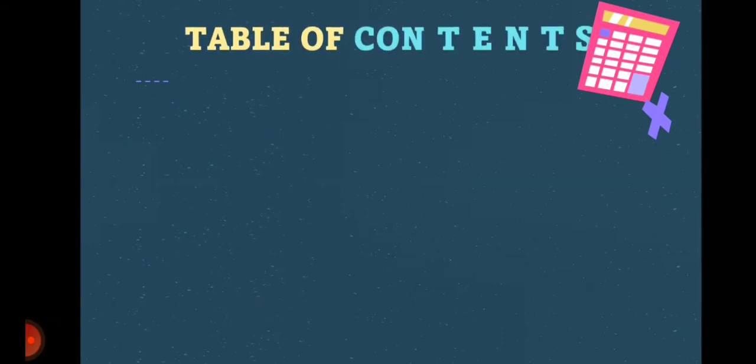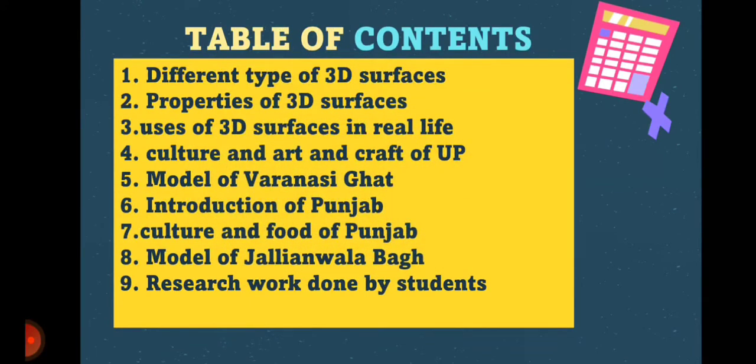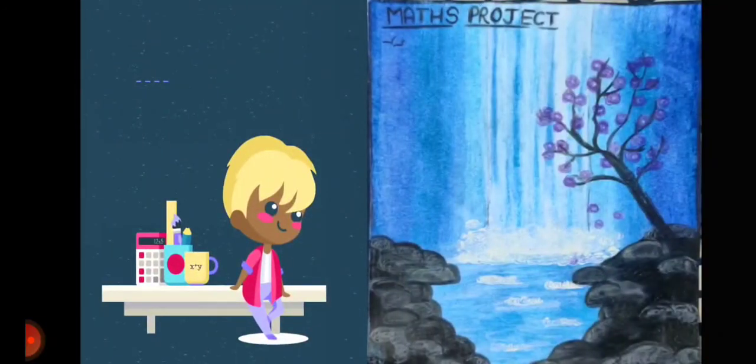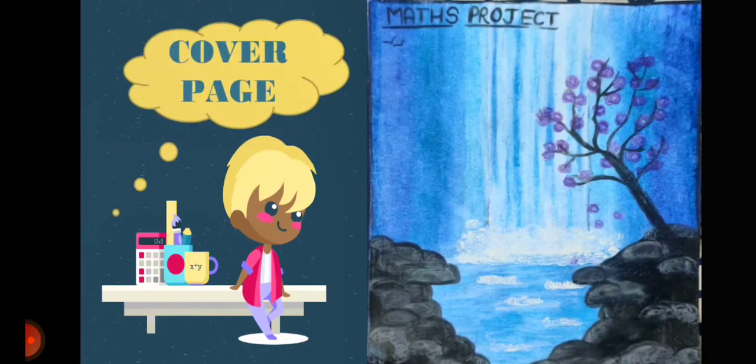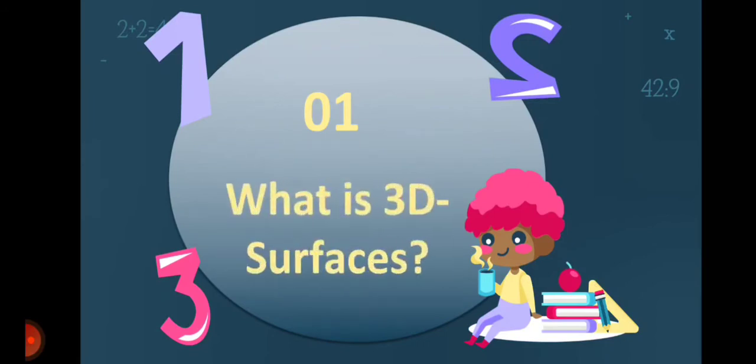Now we will learn about the table of contents, that is, what kind of content we are involving in our project. So it's the list of the content which we are going to include in our project. So let's start. But before that, just look at our cover page. It's the math project cover page. Now the first one is, what is a 3D surface?